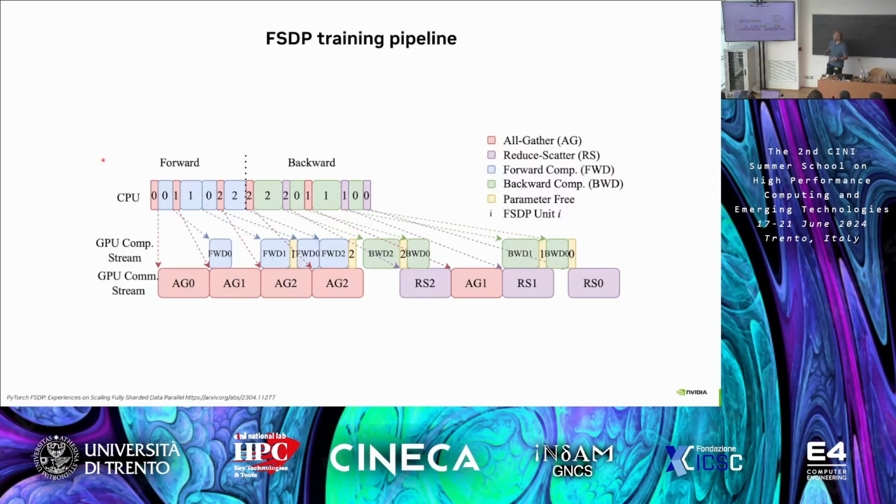So what we end up with is this kind of pipeline. You have the all gather for the forward pass of the first unit, you complete the all gather, and then you can start the forward pass. And while this is going, you do the all gather for FSDP unit number 1, because those are independent, right? So you can just overlap and so on. But at some point you start doing the all gather for the forward pass of FSDP unit 2, and you start the backward.